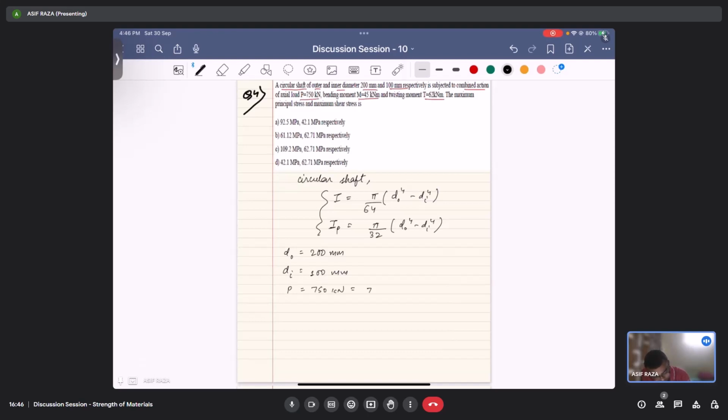I'll write it as 750 into 10 to the power 3 Newton. Bending moment value is 45 kilonewton meter. That would be 45 into 10 to the power 6 Newton mm. Twisting moment value is given as 62 kilonewton meter. Write 62 into 10 power 6 Newton mm.